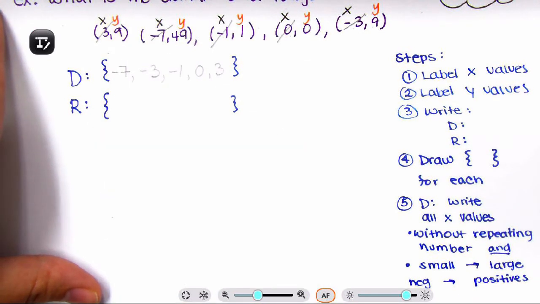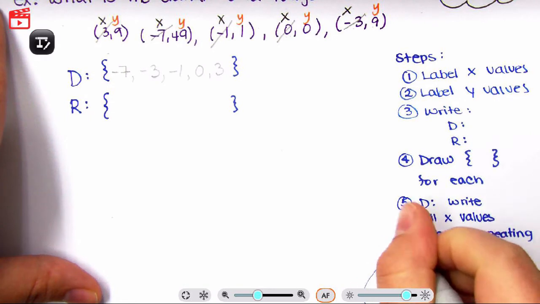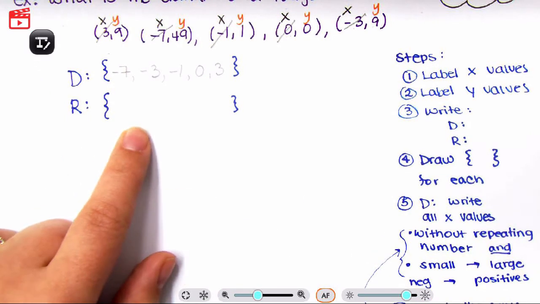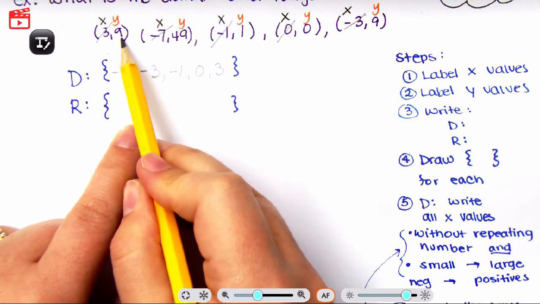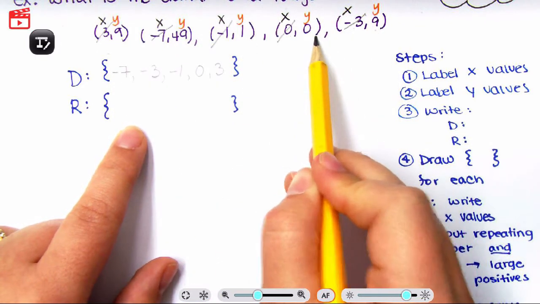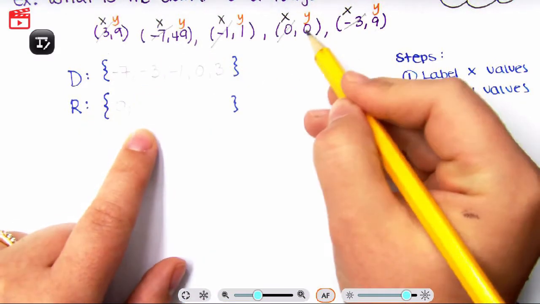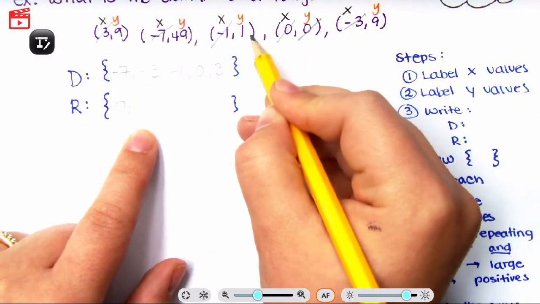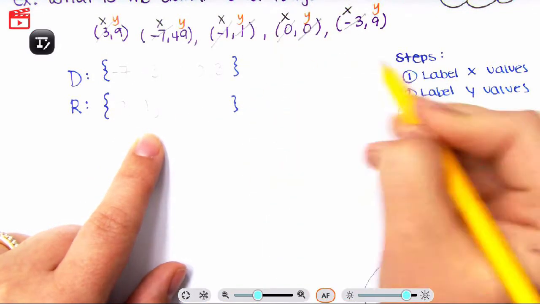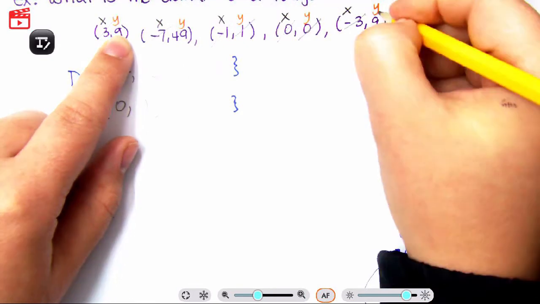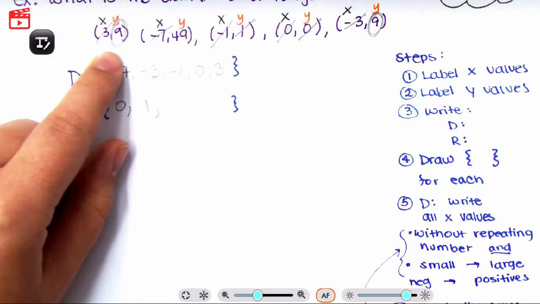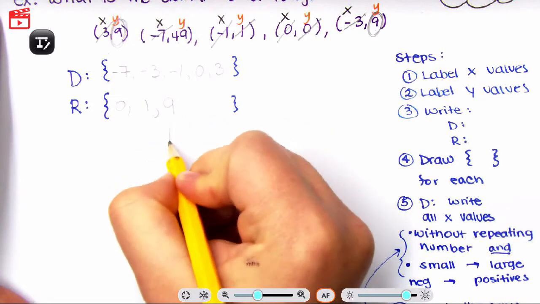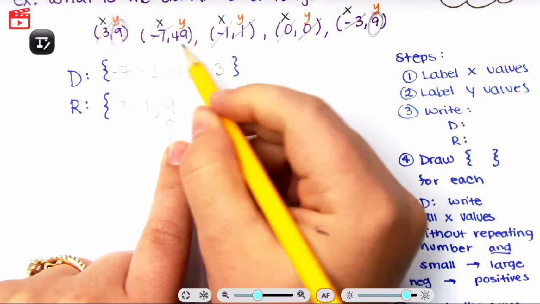Now let's do the same for range. So without any repeating numbers, and we want smallest to largest. So let's pick the smallest number. Smallest number I have is 0. Then I have 1. Then I have, oh, do you see this? Do you see how I have 2 9s? I have 2 9s, but I'm only going to write it one time. Then I have 49.